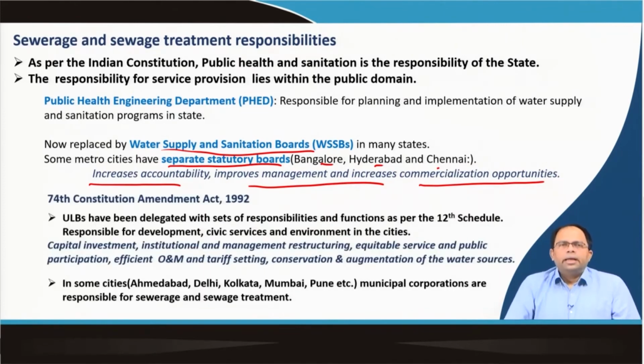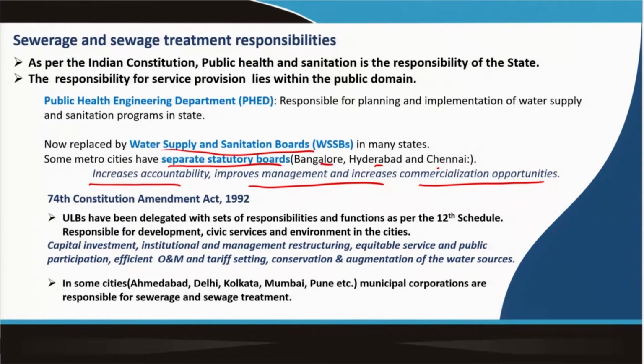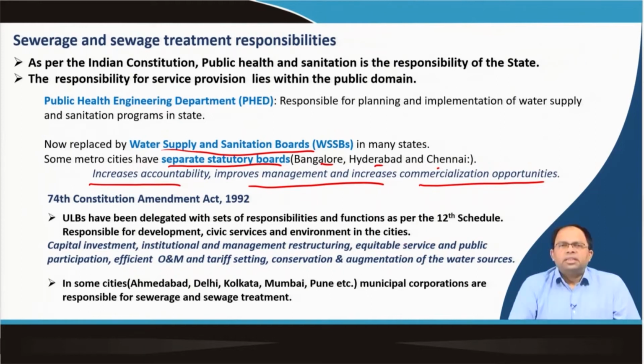So, this is the basic situation, but after the 74th Constitution Amendment Act in 1992, we have seen that ULBs have been delegated a set of responsibilities and functions as per the 12th Schedule, and they are responsible for development, civic services and environment in cities.